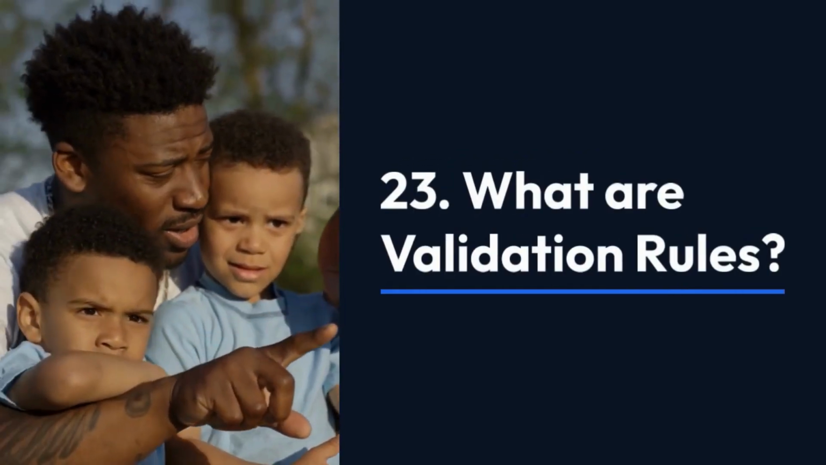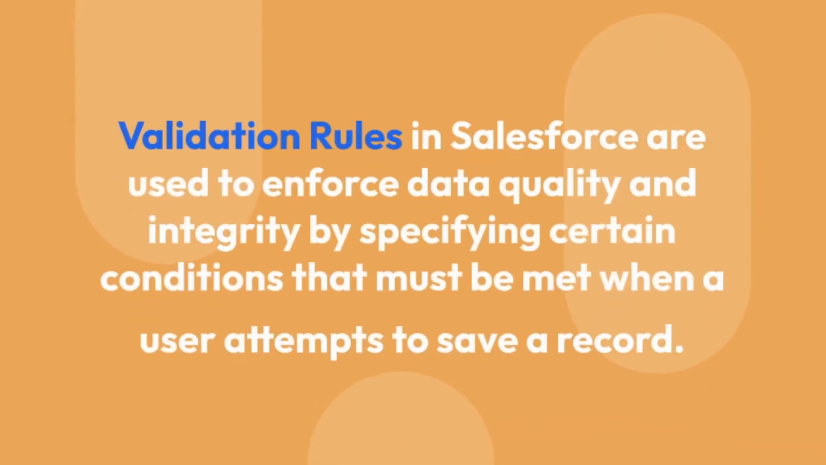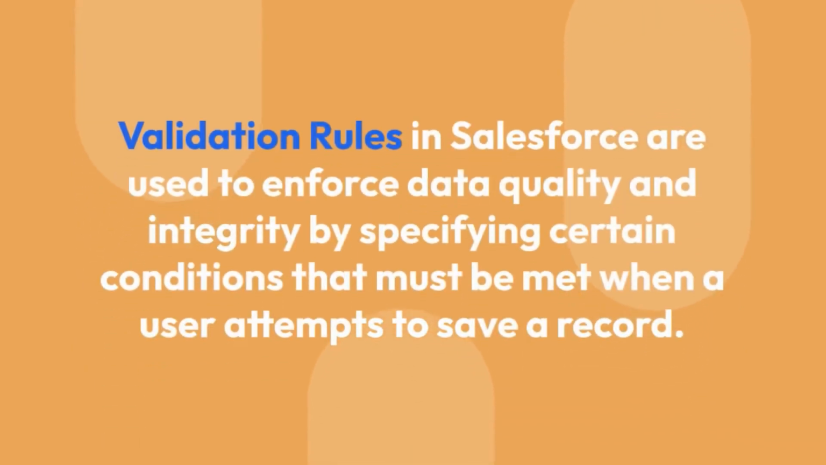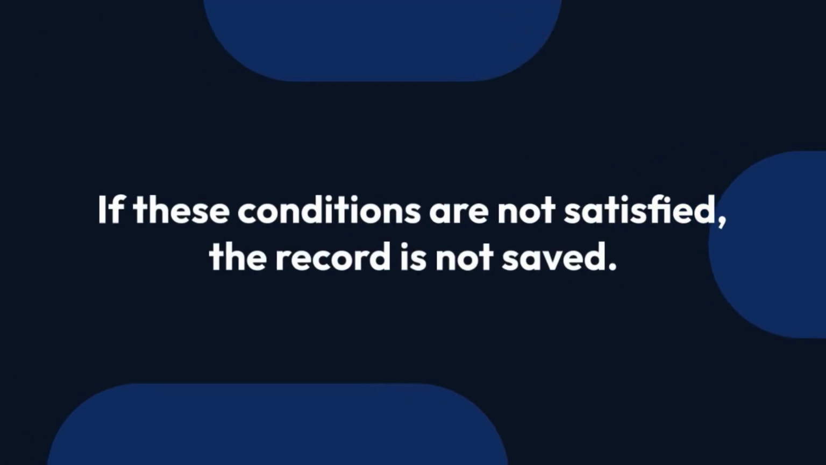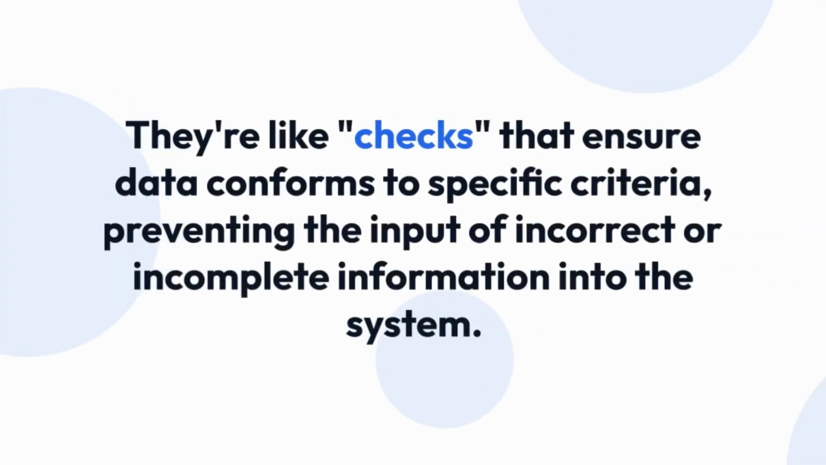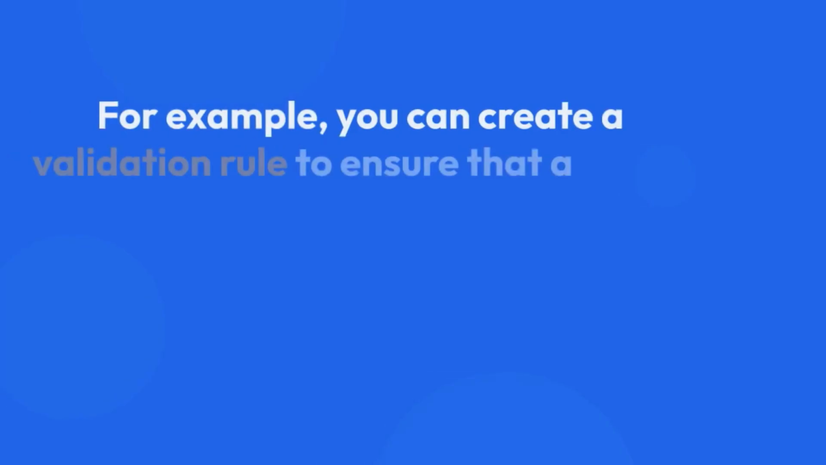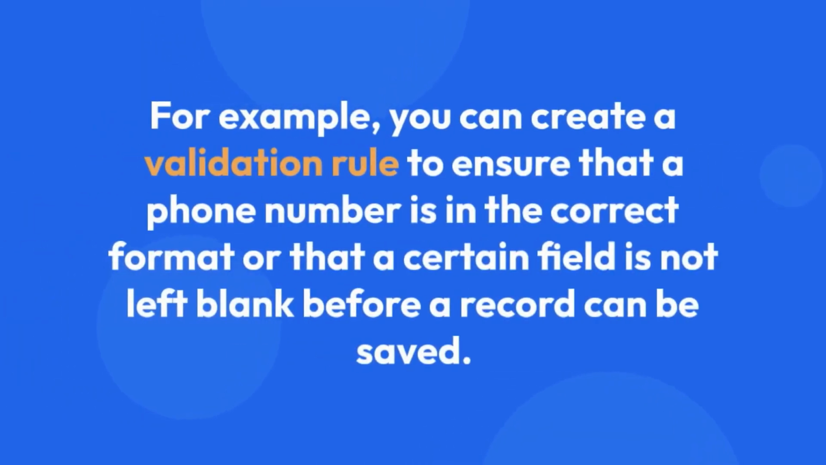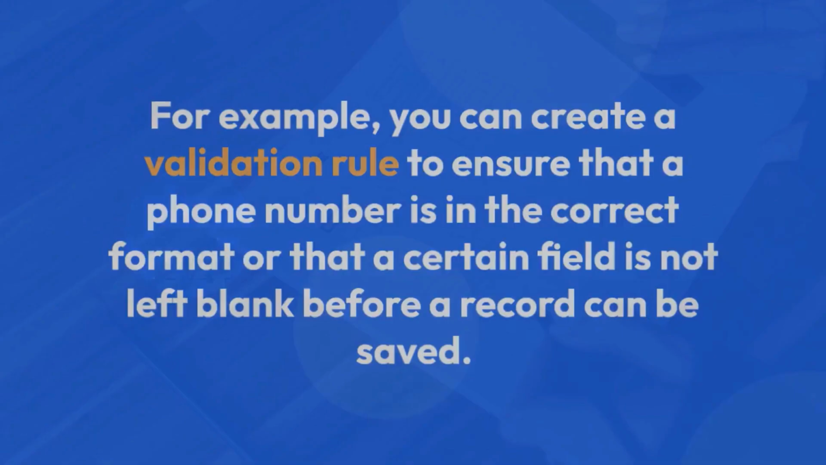23. What are validation rules? Validation rules in Salesforce are used to enforce data quality and integrity by specifying certain conditions that must be met when a user attempts to save a record. If these conditions are not satisfied, the record is not saved. They're like checks that ensure data conforms to specific criteria, preventing the input of incorrect or incomplete information into the system. For example, you can create a validation rule to ensure that a phone number is in the correct format or that a certain field is not left blank before a record can be saved.